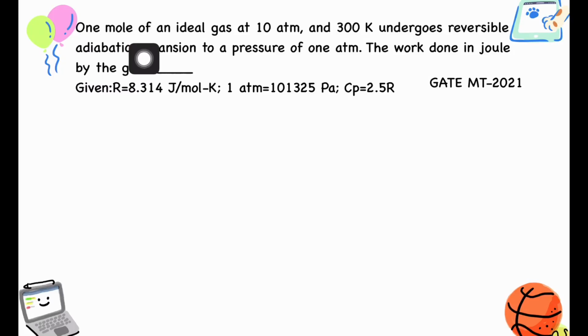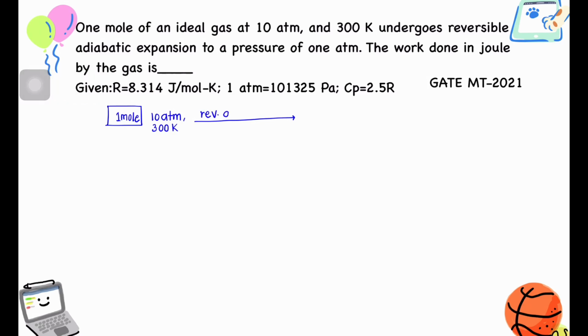1 mole of an ideal gas at 10 atm and 300 Kelvin undergoes reversible adiabatic expansion to a pressure of 1 atm. So initially we have 1 mole of gas, ideal gas, and the pressure is 10 atm, temperature is 300 Kelvin. It is undergoing adiabatic reversible expansion.